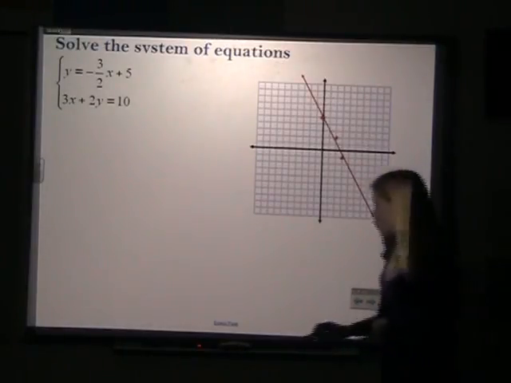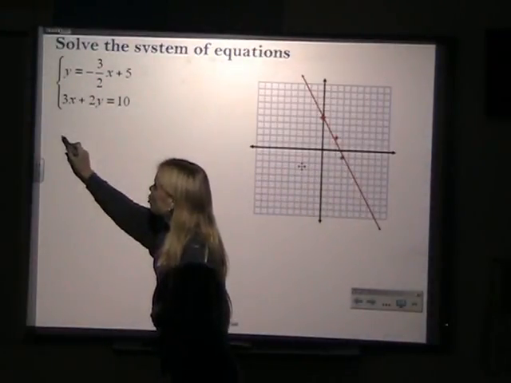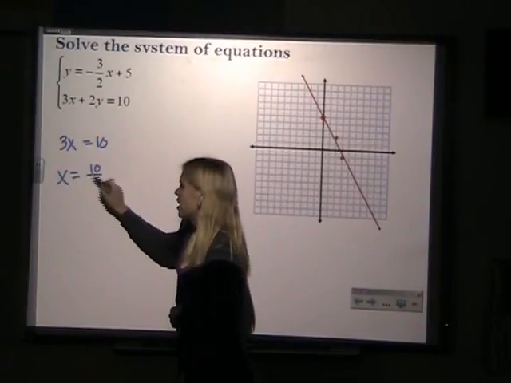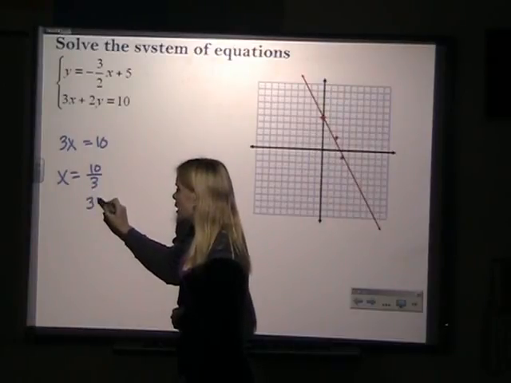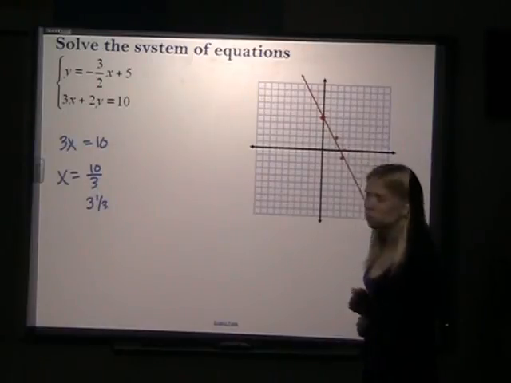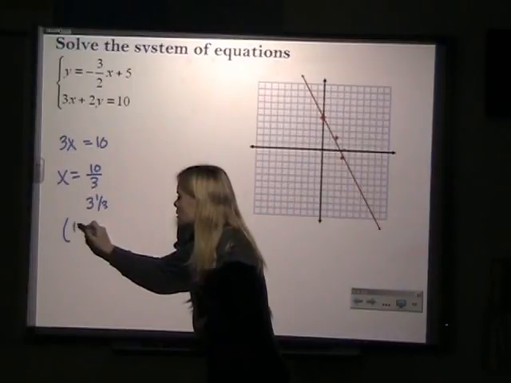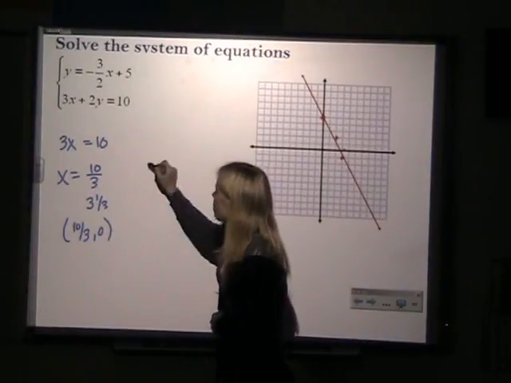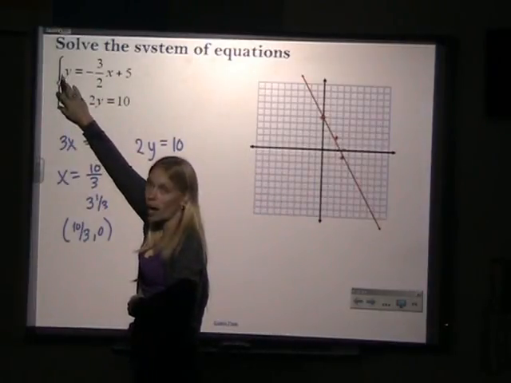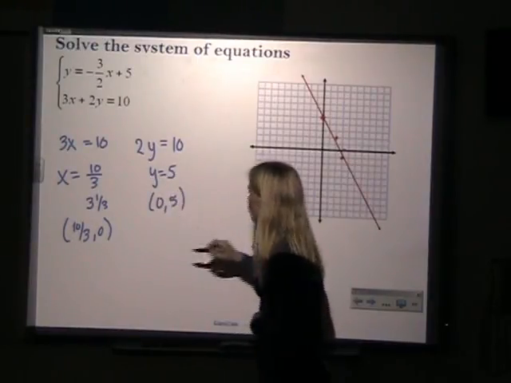Okay. For the next line, I'm going to find my x-intercept. So 3x equals 10. I don't want to graph 10 over 3 or 3 and 1/3. That's a very difficult point to use. So I'm going to go ahead again and use the y-intercept. If I'm going to use the y-intercept, 2y equals 10. So I'm plugging 0 in for x. And y is 5. So that's the point (0, 5).